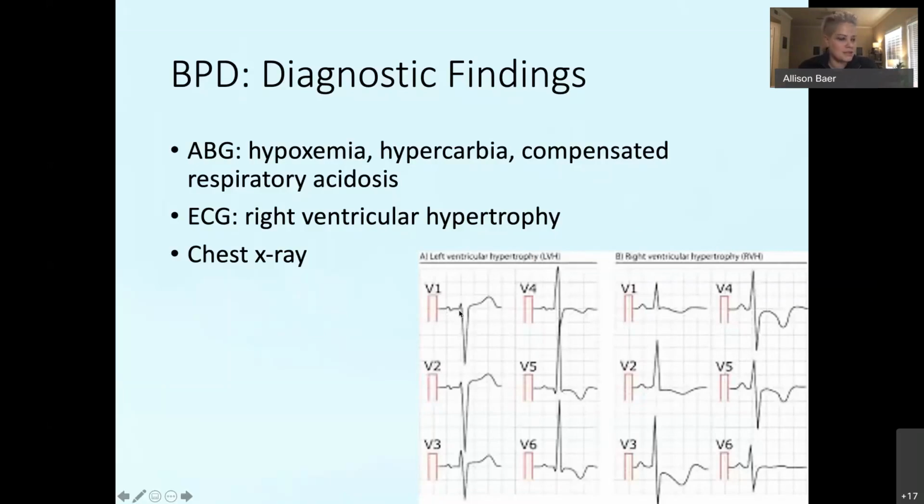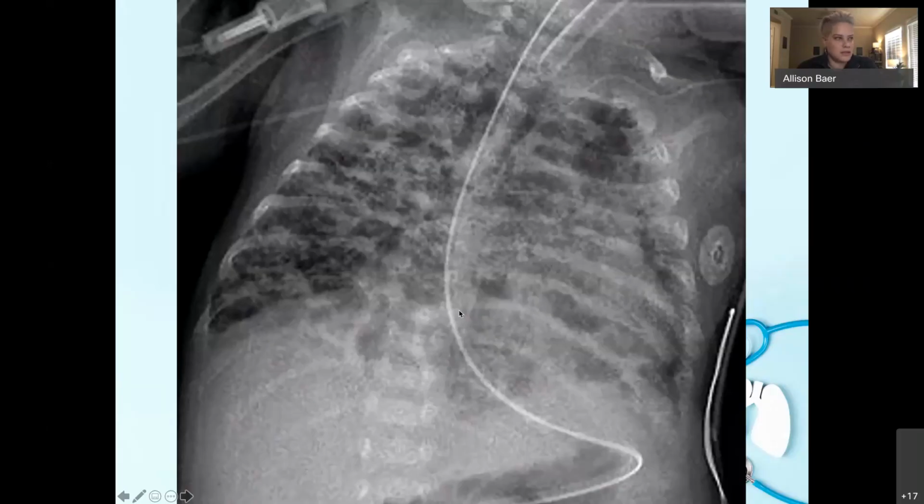And then your chest x-ray, this is where you're going to see what the term is, ground glass appearance, scattered patchy infiltrates, areas of hyperinflation, and a ground glass appearance. And that's kind of what this looks like. It just looks kind of yucky all the time. But that's why these kids are at even higher risk when they get a virus for doing even worse.